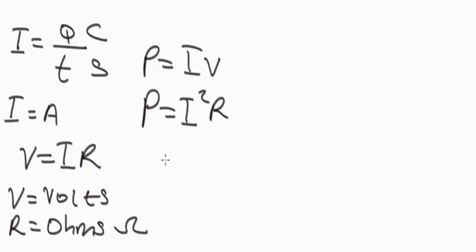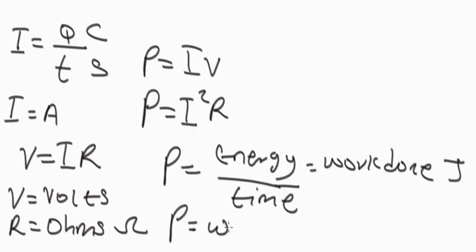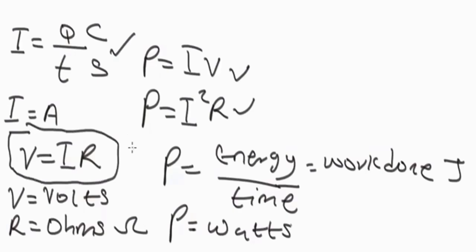Before we look at the next thing, let's take note of the basic formula for power, which is power equals the rate of using energy, which is energy used up with respect to time, and energy is work done, which is measured in joules, where the unit of power is watts. So take note of this formula, this relationship, very important, and this basic formula for power.